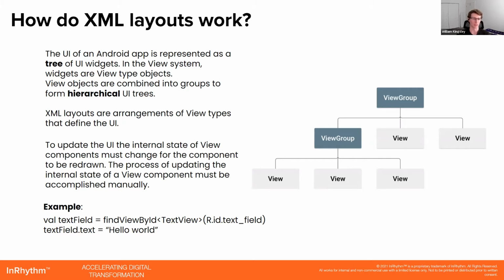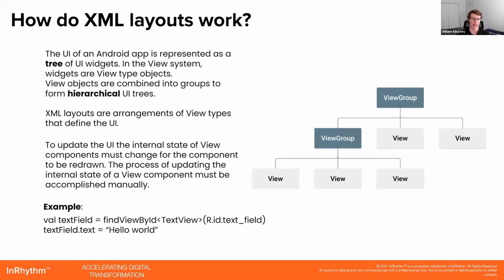XML layouts are therefore arrangements of view types that define the UI structure for a screen or for the entire Android application. To update the UI, the internal state of view components needs to be updated in order for that component to be redrawn on the screen. The process of updating the internal state of the view component must be accomplished manually.